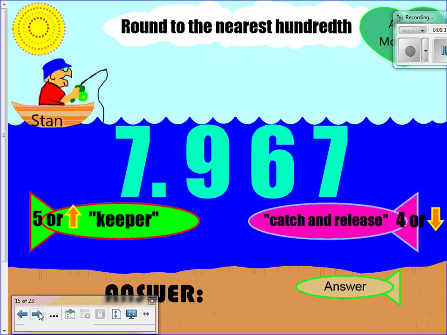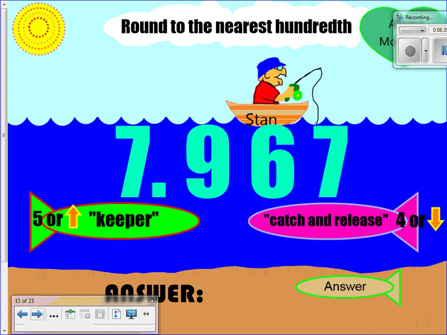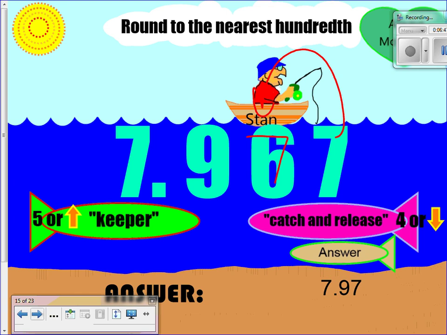We're on to the nearest 100th again. I'm at the 6, to the right of the boat, it's a 7. I want that because it's 5 or larger, so this becomes a 7, 7.97.